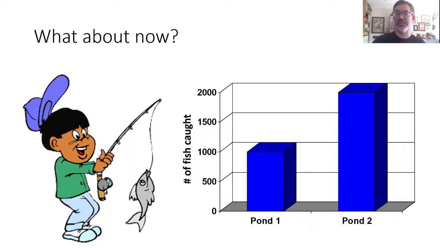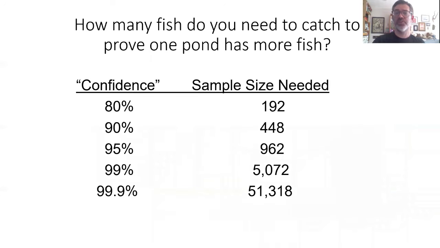What if, instead, the numbers look like this? You should have more confidence that pond 2 really has more fish in it. But how many fish do you need to catch before you can be confident? Is 30 fish enough? 100? Fortunately, there are mathematical ways to figure this out.